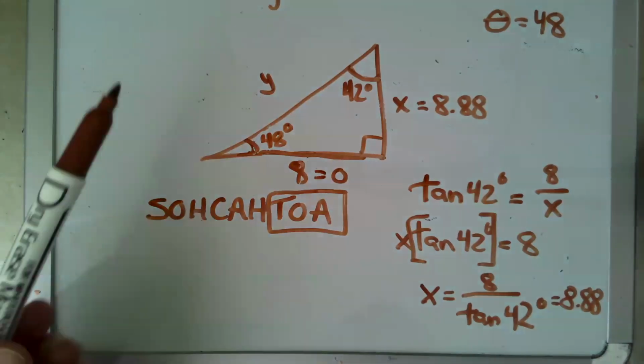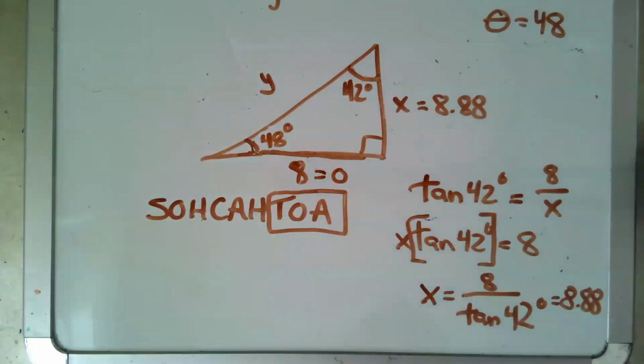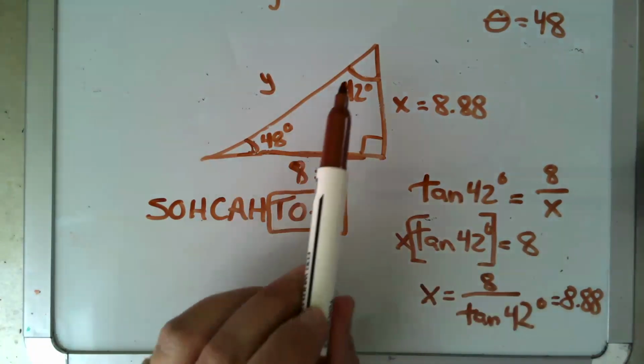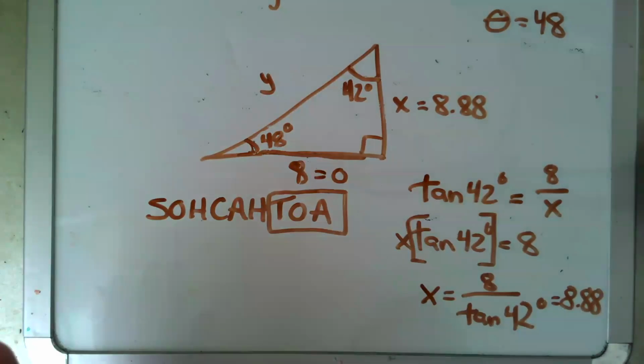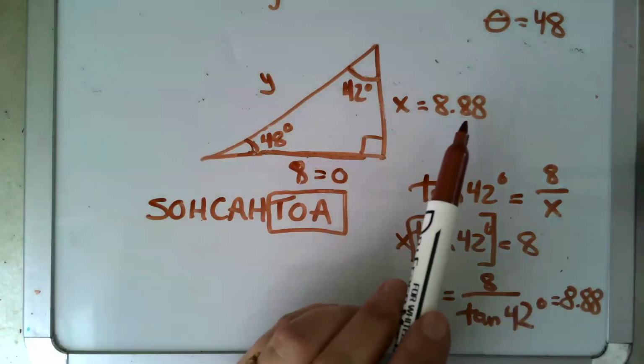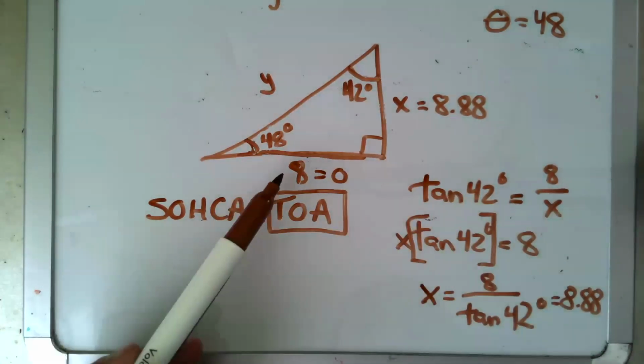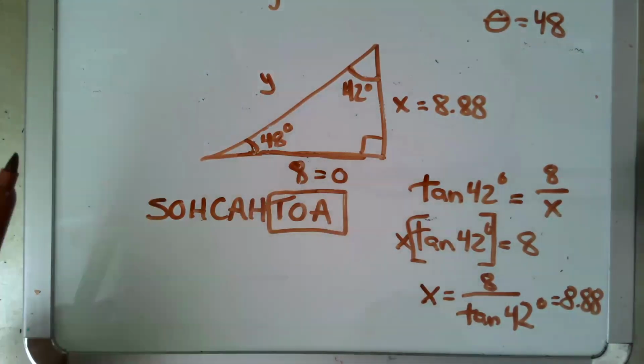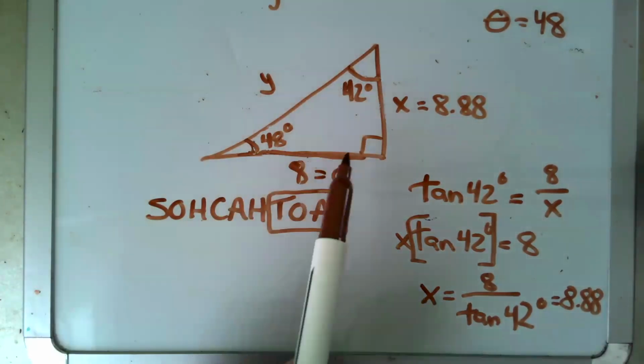Okay, now I have one final side. Why? Now I can use anything to solve for it. I can use this 8.88 I just found. I can use the original 8. I can work with the 42 or the 48. My choice always, because this is a rounded answer, is to go back and work with the given that was not rounded. And now it doesn't matter whether I do the 42 or the 48. Let's stick with the 42.